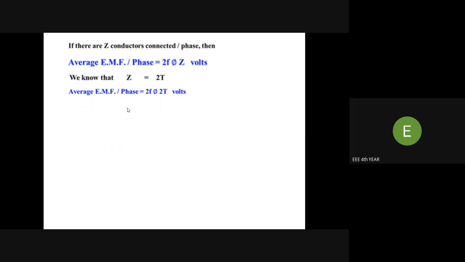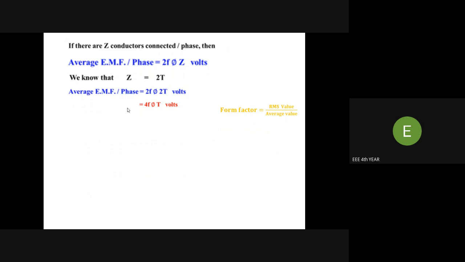But this is for a single conductor, and we have to use Z number of conductors per phase. So the average induced EMF per phase equals 2f phi multiplied by Z, the number of conductors in series. We already know that Z equal to 2 times T, so substituting Z as 2T, we get the average induced EMF per phase equal to 2f phi into 2T, finally 4f phi T volts. This is the average induced EMF per phase.